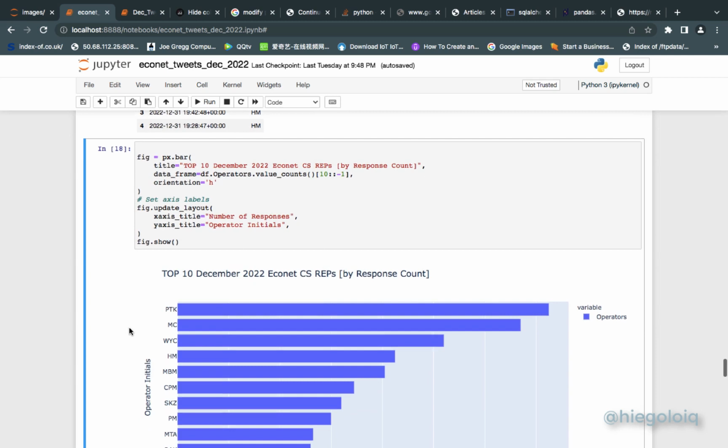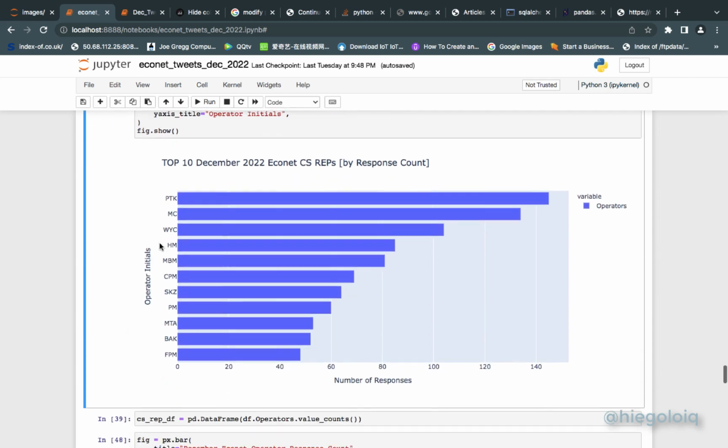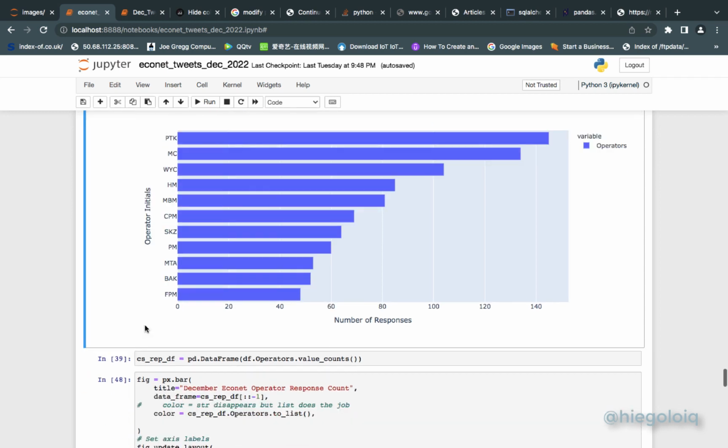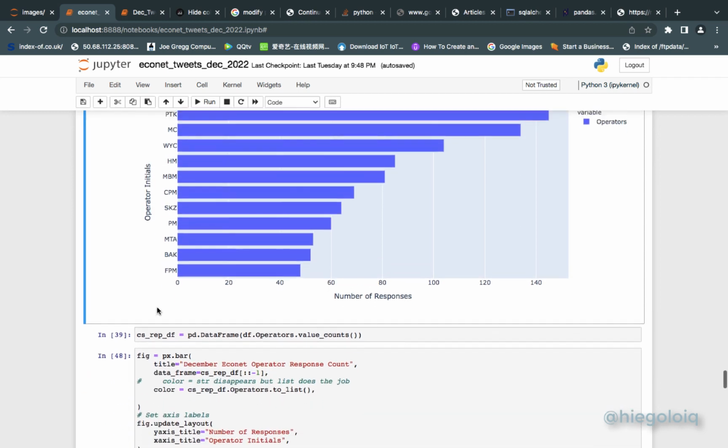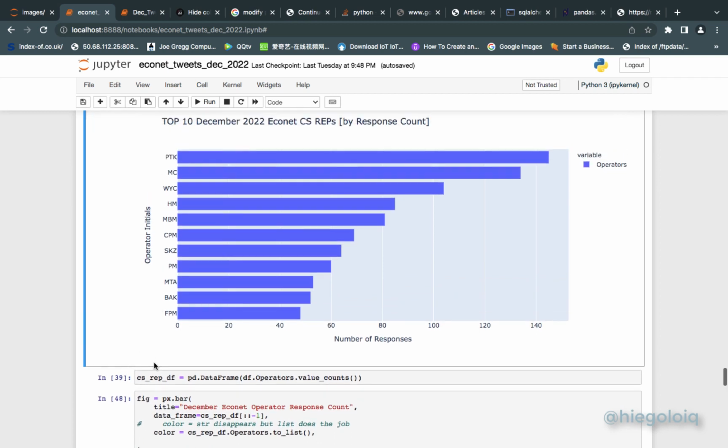But what we can do for the whole of December, we can actually classify and see which one of our customer service representatives did most of the work, right? Which is very interesting. And we see PDK coming up, and we also see MC coming up. I think I know MC. There's WYC, HM. We saw HM just up a little bit, and a whole lot of other guys. If you see your name over here, your initials over here, and then Econet service representatives, kudos to you. I think you are one of those leading guys in December, and this really helps us see which one of our representatives are doing the work as they're supposed to.